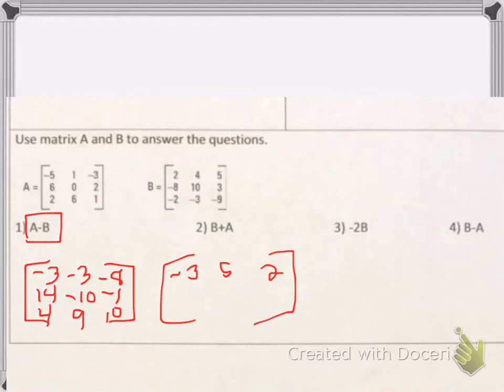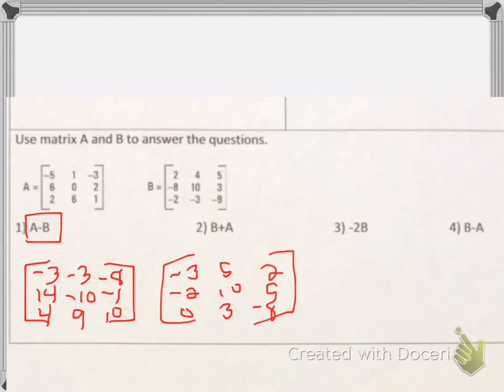And then go to the second row. 6 plus negative 8 is negative 2. 0 plus 10 is 10. And 2 plus 3 is 5. And then the last row of addition. 2 plus negative 2 is 0. 6 plus negative 3 is 3. And 1 plus negative 9 is negative 8.